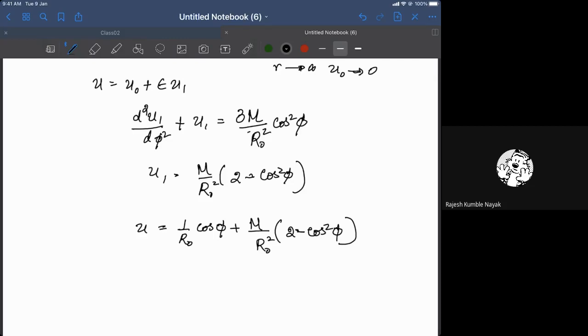Okay. Any questions so far? I went a bit too fast, but it is very similar to the first case, a much simpler way of doing. Any questions? Yes?